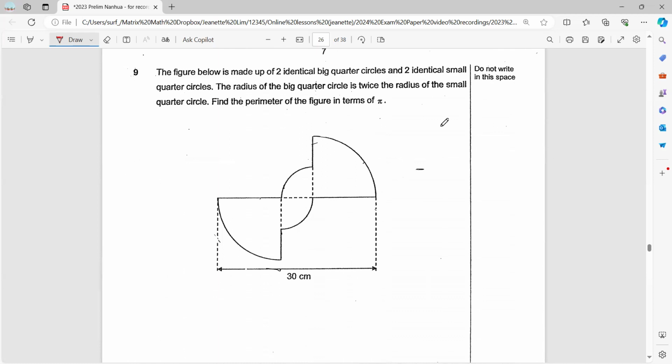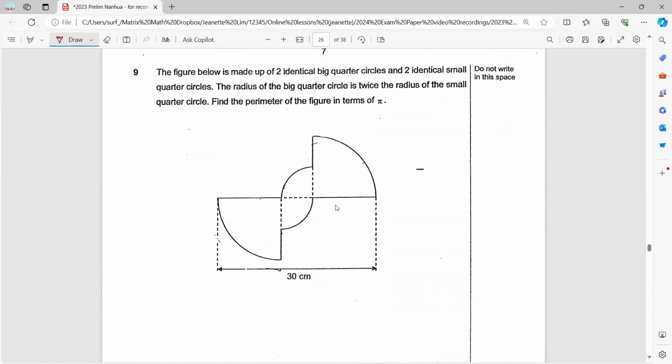Question 9. The figure below is made up of two identical big quarter circles, so these are the two quarter circles, and two identical smaller quarter circles. The radius of the big one is twice the radius of the small one. Find the perimeter in terms of pi.